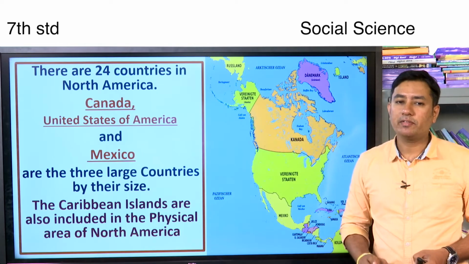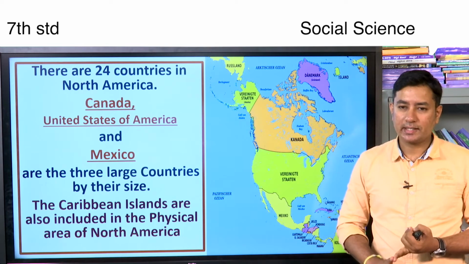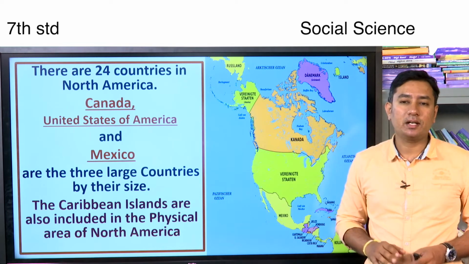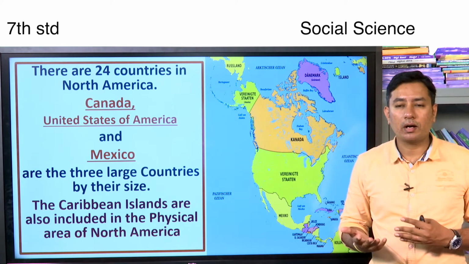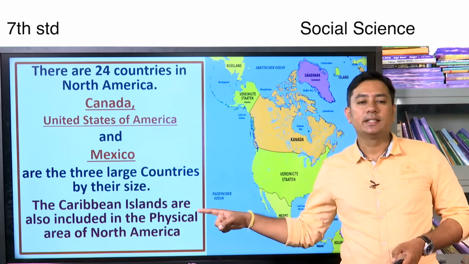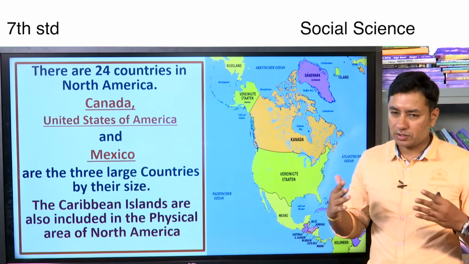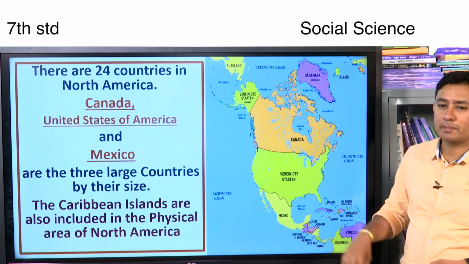There are 24 countries in North America. Canada, the USA, that is the United States of America, and Mexico. These three are the largest nations in the North American continent. The remaining are all very small countries. The Caribbean islands are also included in the physical extension of the North American continent. Here are the Cuban islands, that is, the Caribbean islands too.